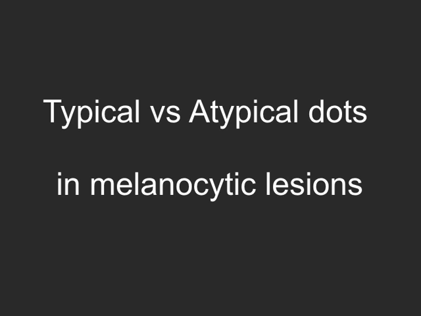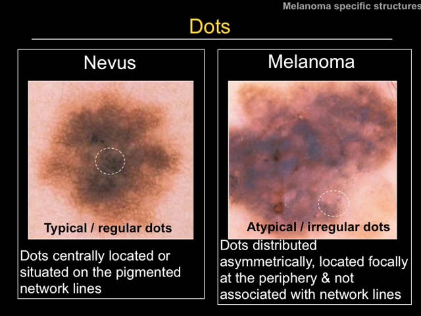Once you have identified the dots, you need to decide whether these dots are typical or atypical. In other words, are they regular or irregular? The presence of atypical dots would be suggestive of melanoma. Brown or black dots located within the center of an otherwise benign-appearing nevus are considered typical. In addition, dots overlying network lines are also considered typical. Dots not located in the center of the lesion or not overlying network lines are considered atypical, as exemplified by the melanoma shown on the right.